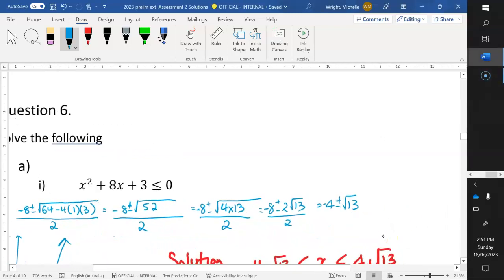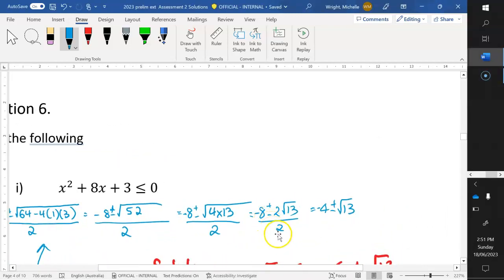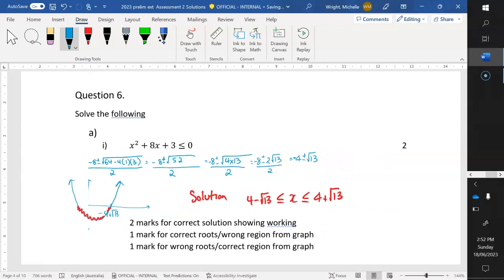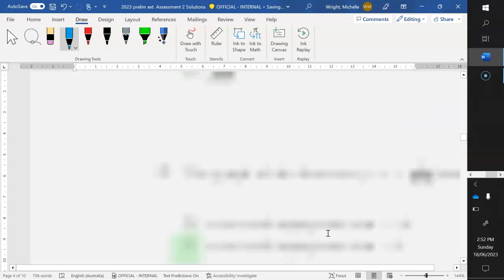Now, a lot of people nearly got to that point, but what you needed to do was to divide that 2 into both the 8 and into both the 2. So you ended up with minus 4 plus or minus root 13. And there is a little minus in there. So that's what I was after, and they're the zeros of my graph. So that's what my parabola looks like.